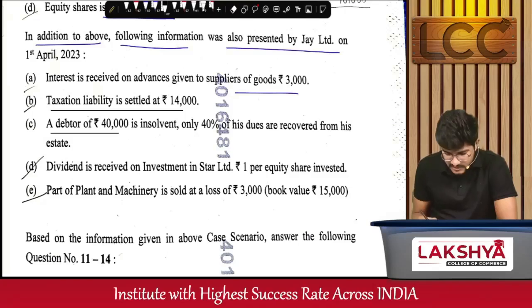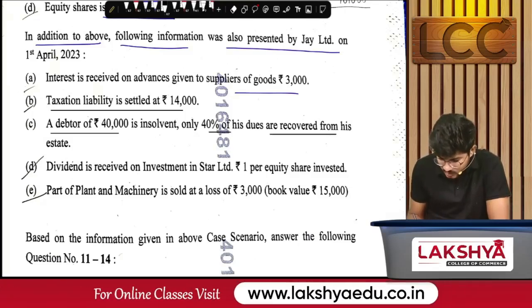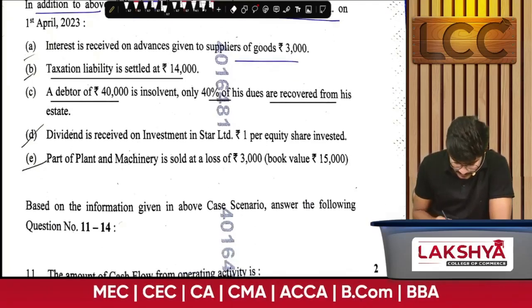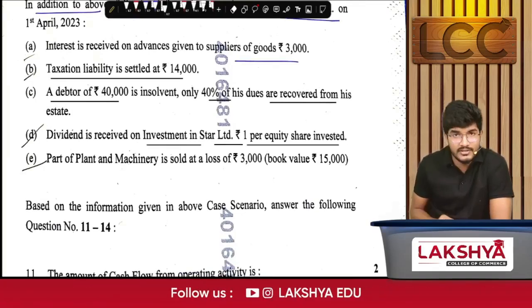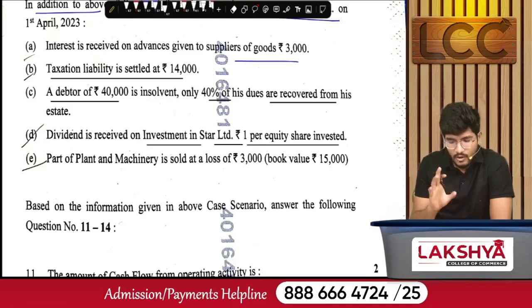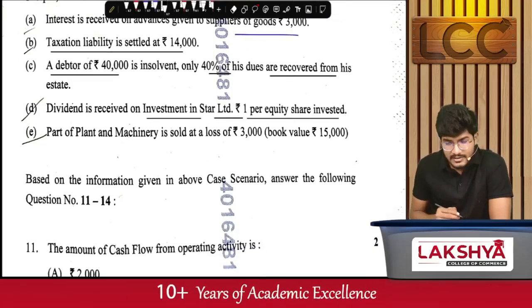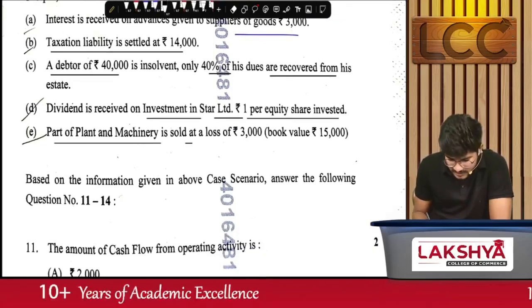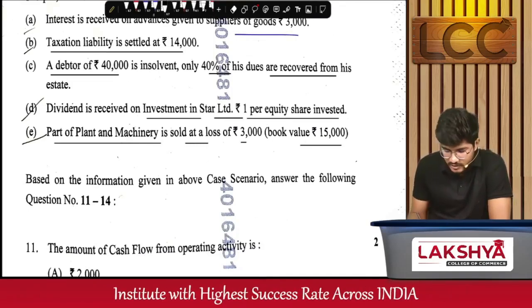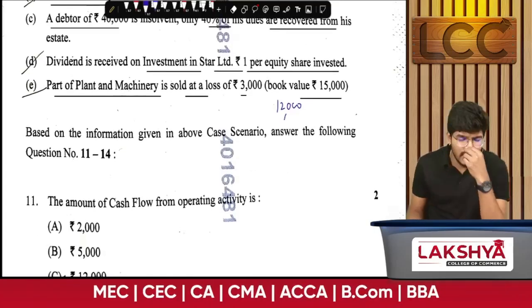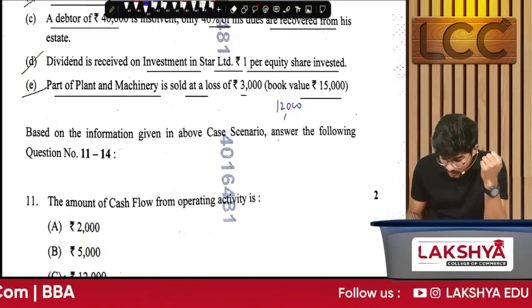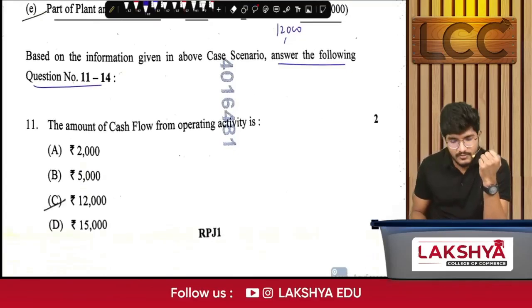A debtor of 40,000 is insolvent. Only 40% of his dues are recovered from his estate. Dividend is received on investment in Star Limited, rupees 1 per equity share invested. So for every share, he got 1 rupee as a dividend. And part of plant and machinery was sold at a loss of 3,000, whose book value is 15,000. That means sale proceeds is 12,000. Now, based on the information given in the above case scenario, answer the following questions.